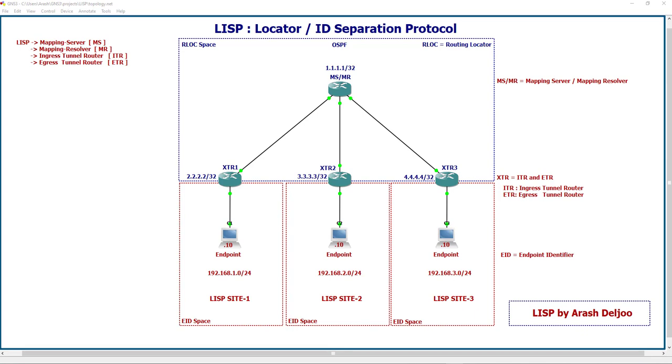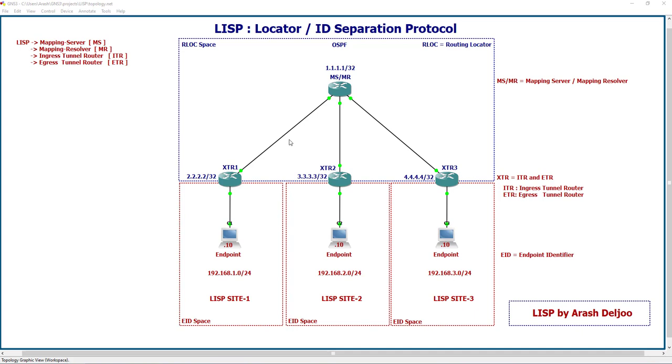Don't worry about the detail. Here, I'm going to talk about the function of LISP, the features of LISP, for example, how LISP is working, the LISP components: mapping server, mapping resolver, ingress tunnel router, or egress tunnel routers. Don't worry about the detail. I will show you the many configuration details in the next video after this video.